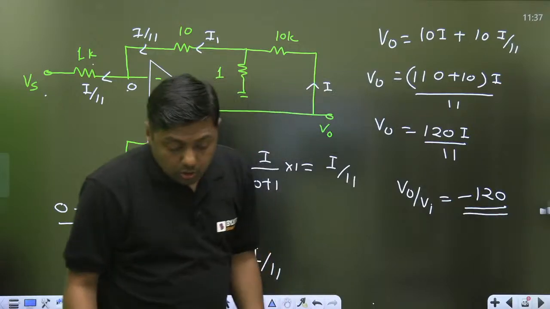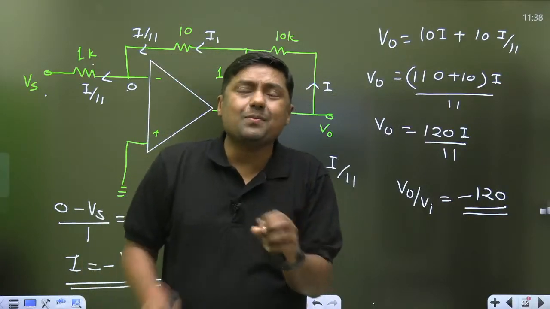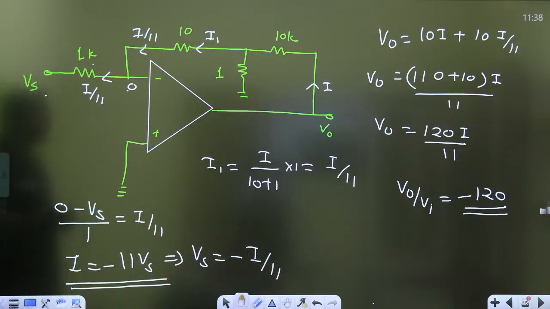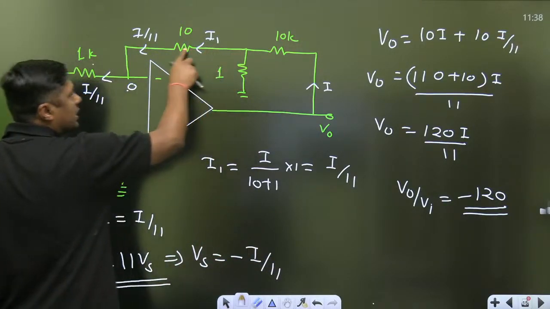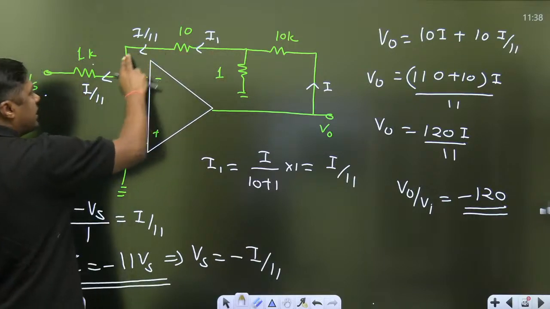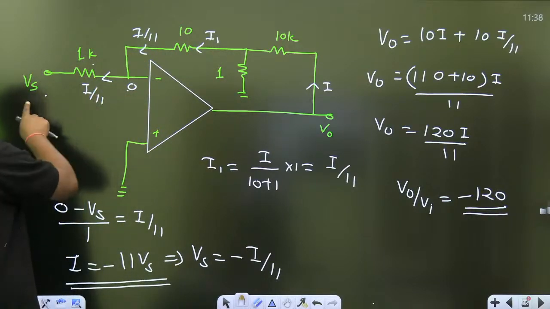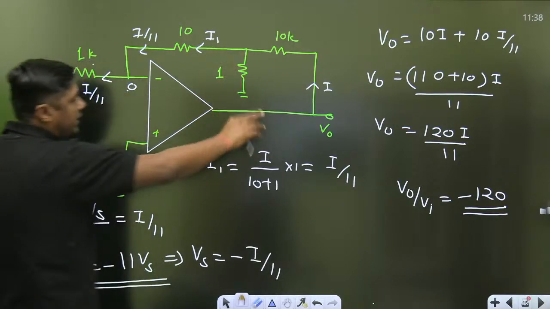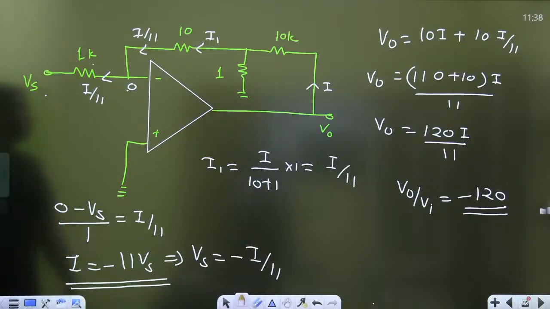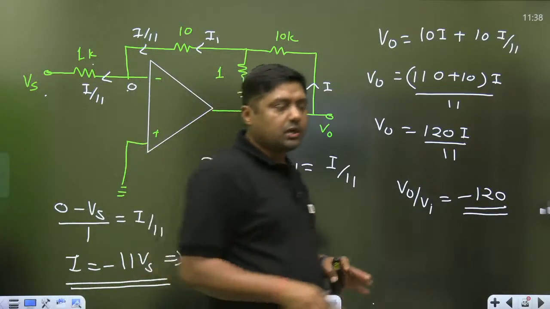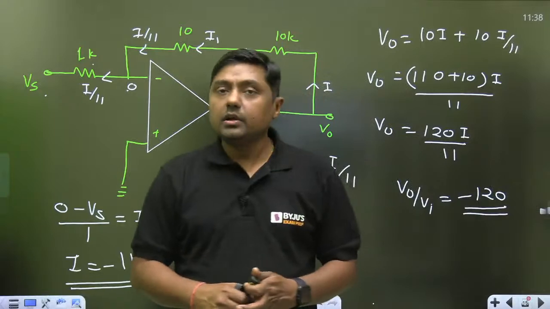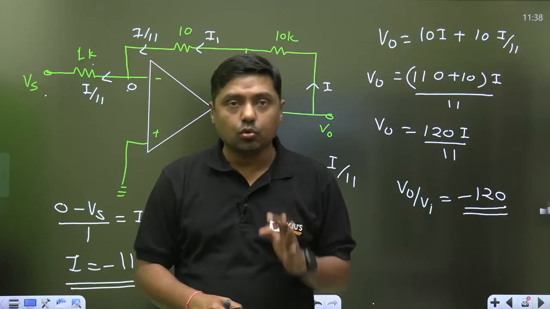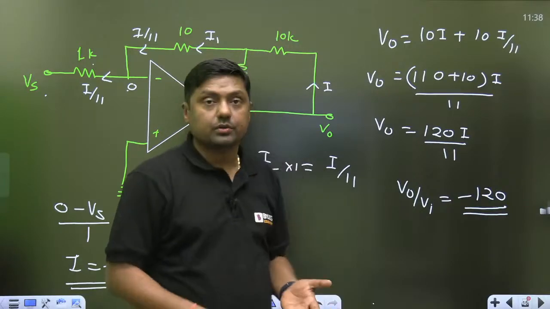V0 by Vi is equal to minus 120. Simply current division rule. I am using the simple current division rule here. This is the I here. What is the current here? I1. I am using the current division rule. Same current will pass through this. I am getting the Vs in terms of I, and V0 in terms of I. V0 by Vi, you will get the gain, that is minus 120. No need to apply the star to delta conversion, right? No need to apply the KCL, simply by using the current division rule. This is another method to solve this question.